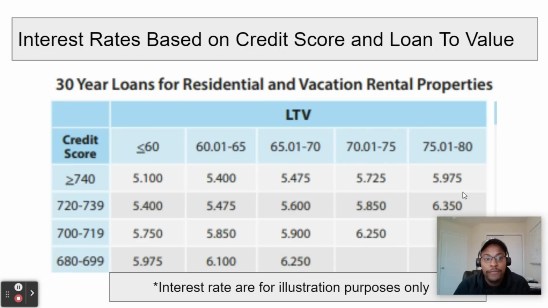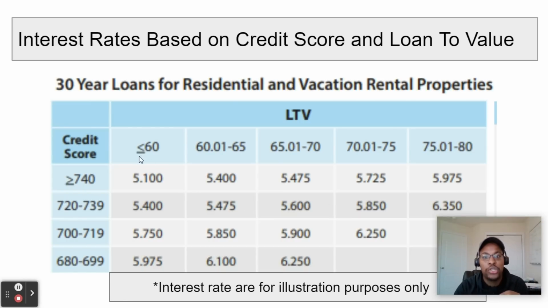All right, so here I have a chart that shows interest rates based on credit score and loan to value for residential and vacation rental investment properties. Now, before I go over this, I just wanted to say that these interest rates are for illustration purposes only. Do not take these at face value. It is in line with some of the lenders that we actually work with personally, but it's for illustration purposes. So I don't want you guys to see this and say, oh, hey, Credit Plug said if I had a 740 and I put down 20%, I can get a 5.975 interest rate. That's not what we're saying. This is for illustration purposes.